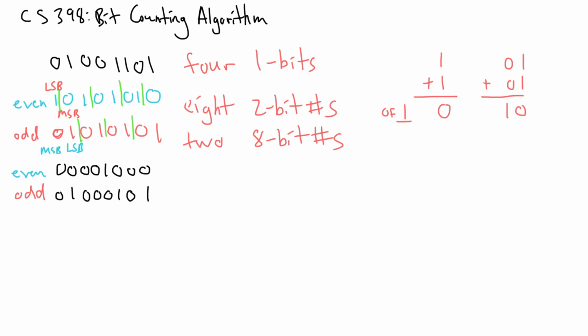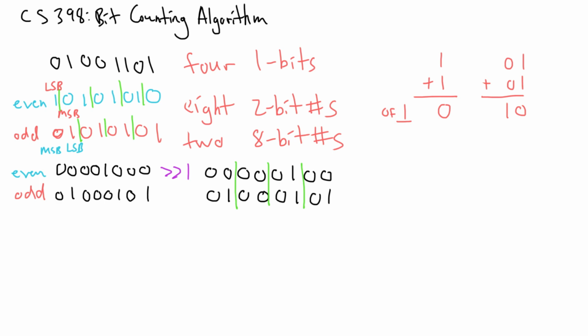Okay, so now we need to right shift this even one by 1. After we do that, we get 0, 0, 0, 0, 0, 1, 0, 0. And for the odd one, we're just going to keep it the same: 0, 1, 0, 0, 0, 1, 0, 1. Now we have our 2-bit numbers aligned, and we can add them together. That's 0, 1. This is going to be 0, carry the 1, 0, 0, 1, 0.